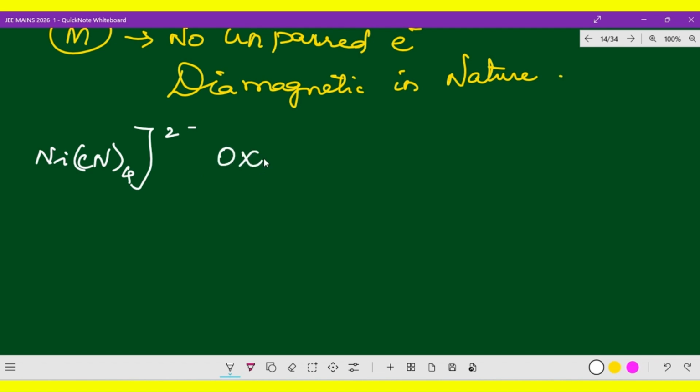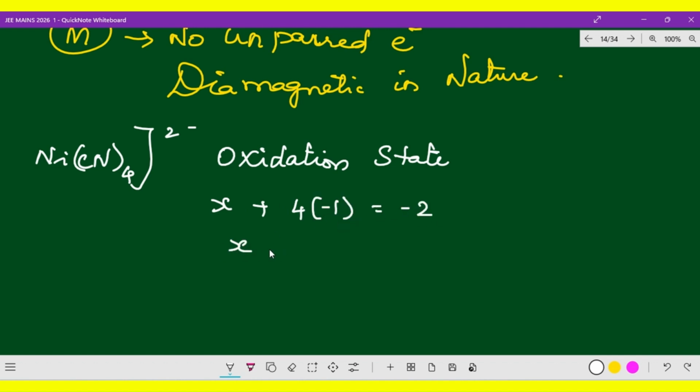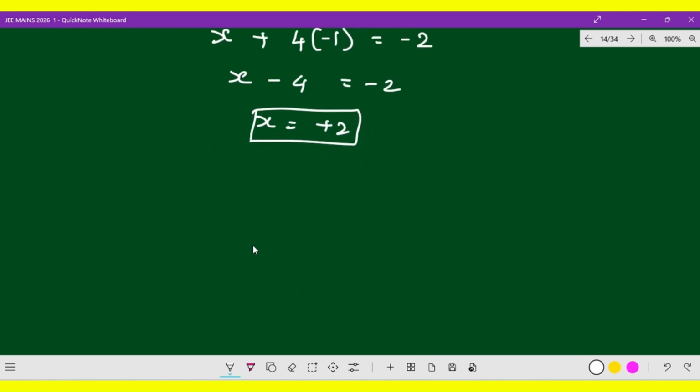Now the oxidation state of this compound. In nickel, it is x plus 4 times CN, which is -1 each, so x minus 4 equals -2. So x equals +2 oxidation state. Now the second one: weak field or strong field? Cyanide is a strong field ligand.